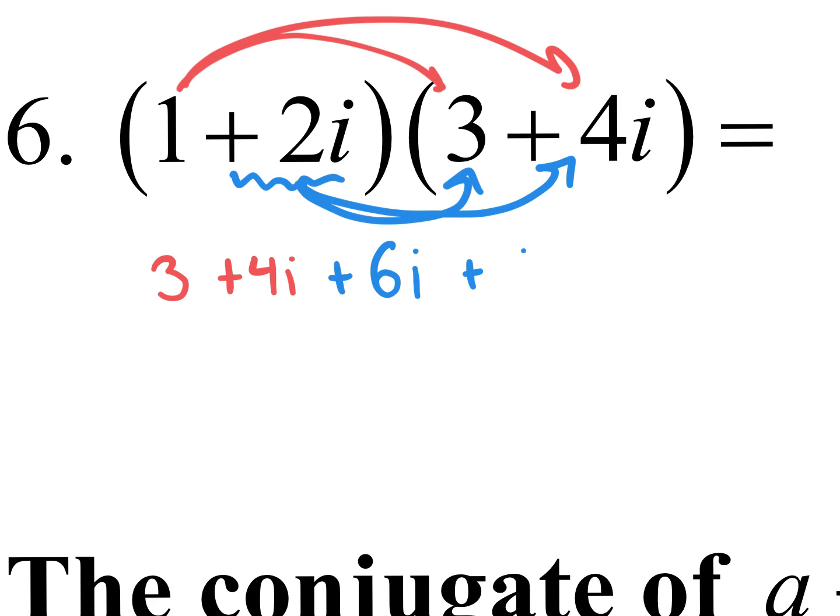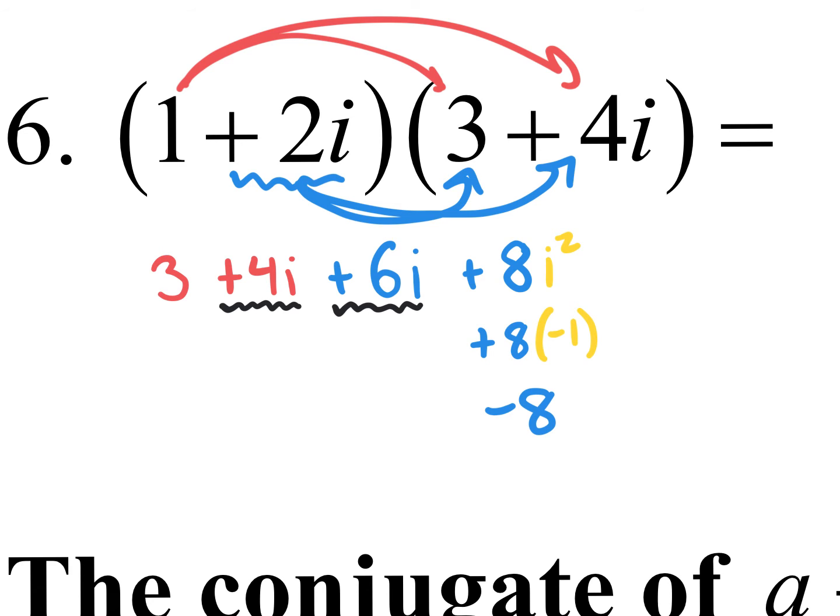Positive 8i squared, right? But what is i squared really? So check this out. I'm going to put a -1 right here and multiply it by that 8, giving me finally a -8 right there. And now what about the middle terms, the positive 4i and the positive 6i? I could actually combine those. Those are like terms.